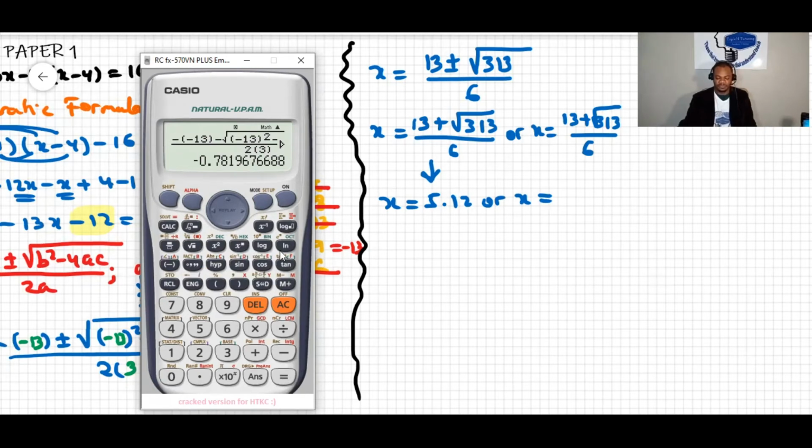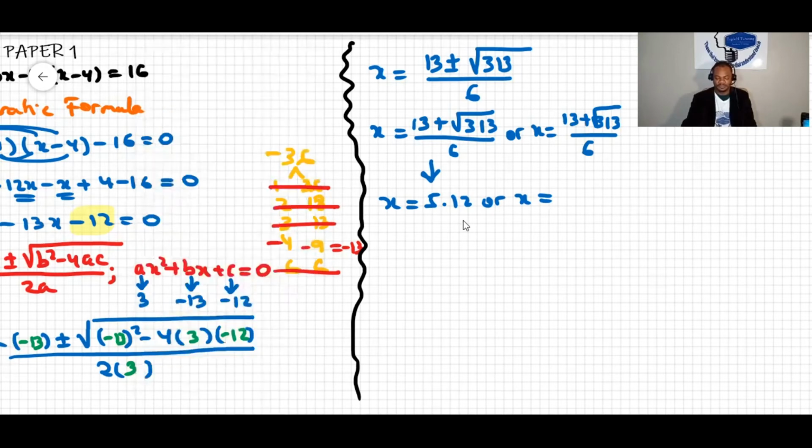Okay, but before, let me correct here. I meant to write minus over here. So over here, there was a minus there. So now it was supposed to be 13 minus.